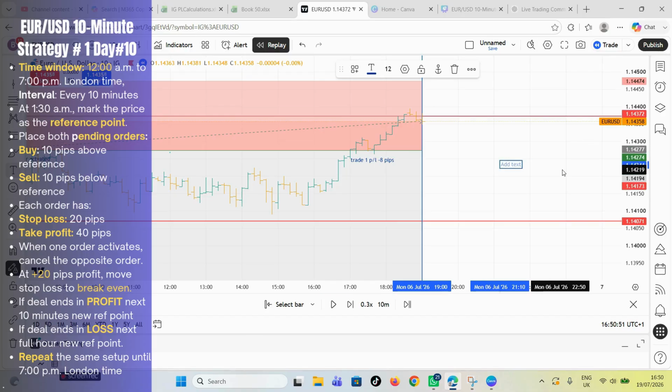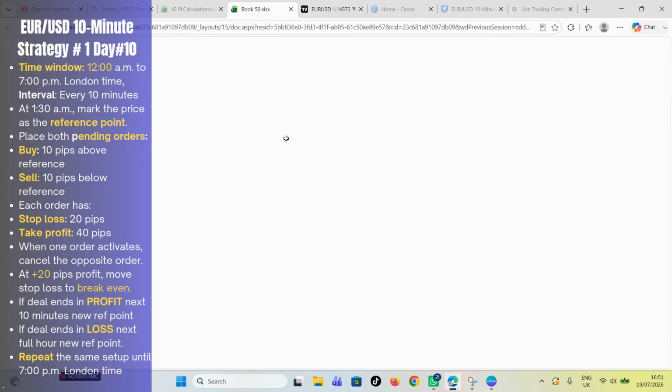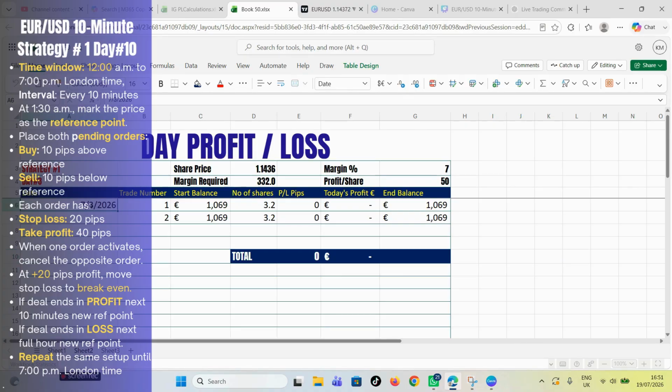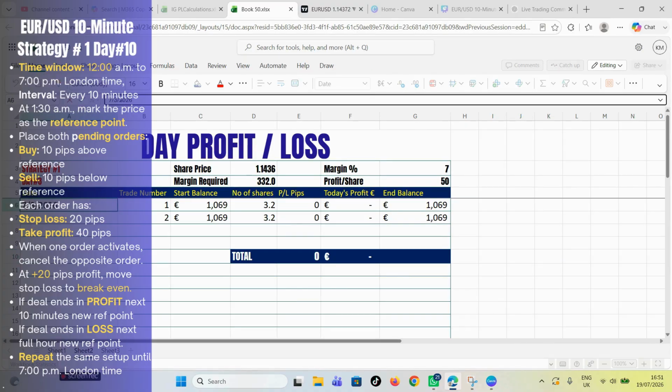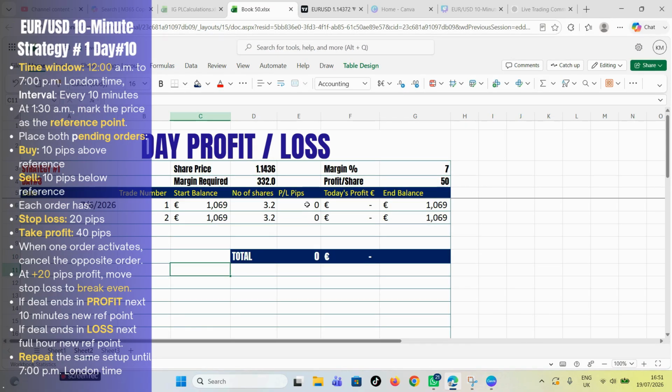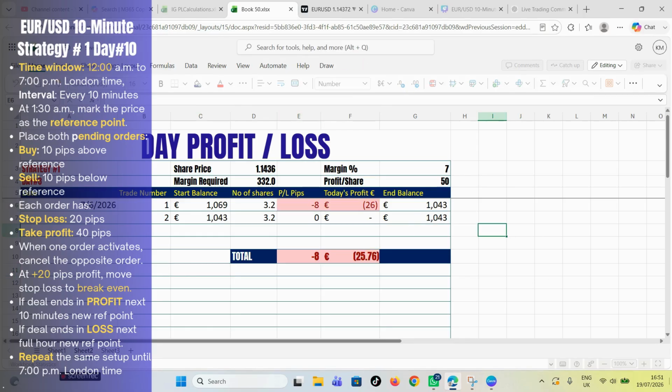Day 10 is complete. Final result. Now let's calculate the final result. The account began the session with a balance of €1,069. The trade closed with a loss of 8 pips. Using the position value shown in the trading record, the financial loss was approximately €25.76. The ending account balance was therefore approximately 1,043.